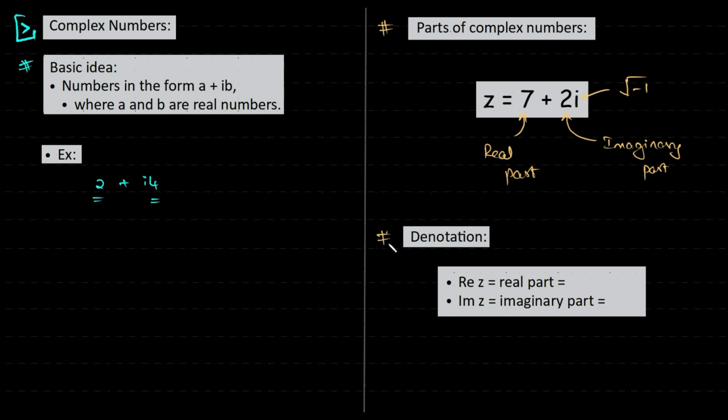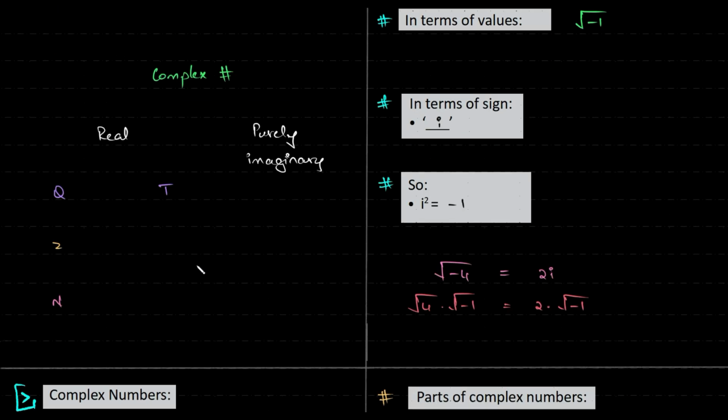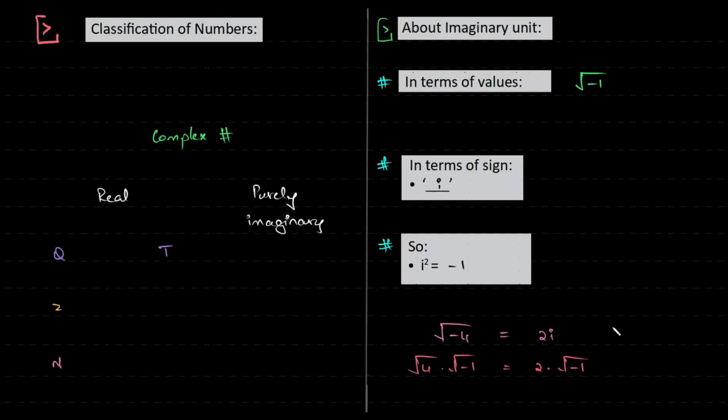Okay. So we denote the real part as Re, and z is the general representation of a complex number. So Re(z) means the real part of the given complex number. So here in this case it is 7. And over here the imaginary part is 2. So pause and do copy this. This is your introduction to complex numbers.